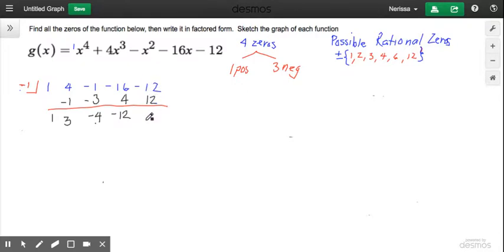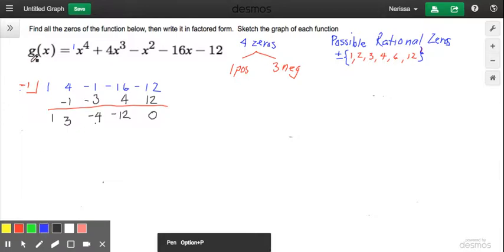And we will get here 0 because we have here opposites of each other. When we add opposites, we get 0. What does this tell us? This tells us that negative 1 is a 0 of g of x. So negative 1 is a 0 of g of x, and therefore we can write, I'll start here.